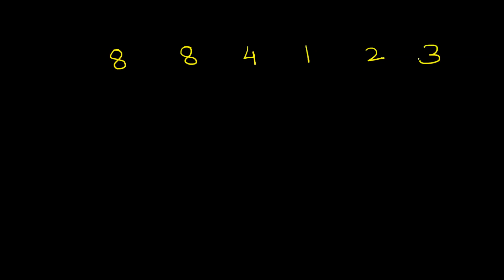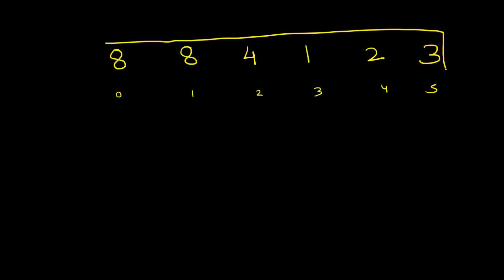Now, why can't we select a random index? No, we can't. That is not how selection sort works. So we have taken this array 8 8 4 1 2 3. Now let us try to understand exactly what happens. I'll stop the chat for the time being. So what are the indexes? 0 1 2 3 4 5. And for more visual understanding, let us draw a box also.